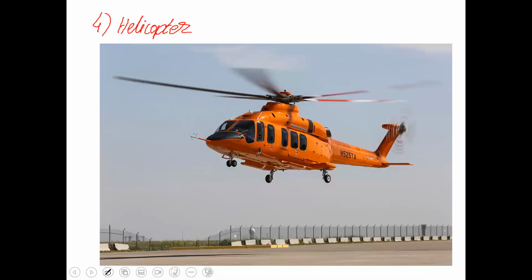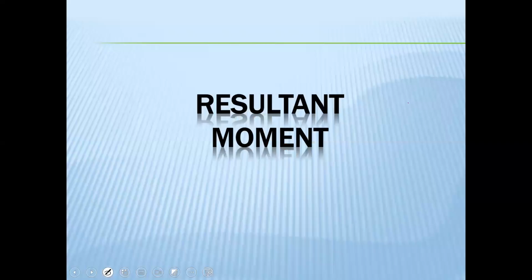This is a helicopter example. We have a big propeller and we have a backup propeller. The back propeller is actually providing a counterweight to balance the helicopter. Now you have to give the heading resultant moment.